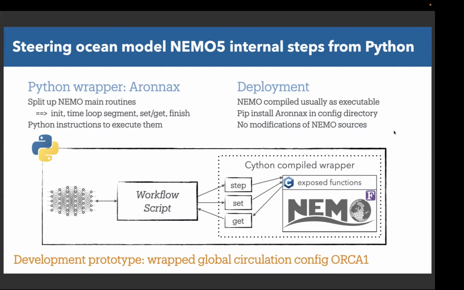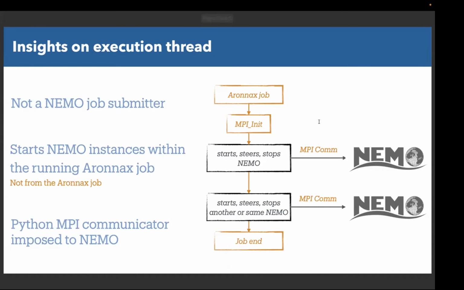I will now give a bit more detail about the execution thread, because I noticed that confusion is often made with a NEMO job submitter, which Aronnax is not. Aronnax starts a job and starts instances of NEMO within its own job, and it doesn't start other jobs for NEMO. This kind of tool already exists, developed by the Methods, so this is really different. You can start several NEMO instances within the same running job.